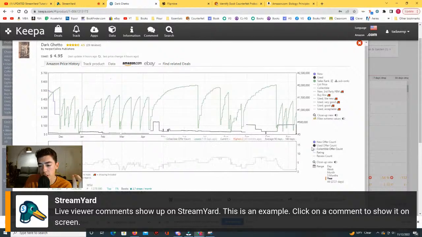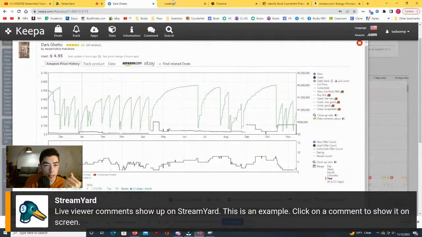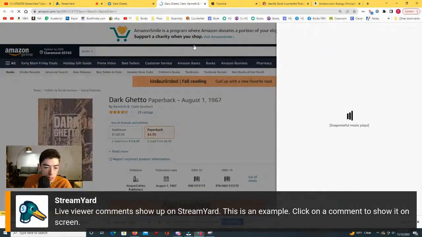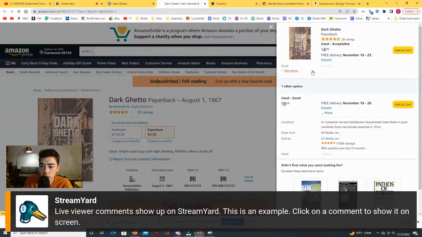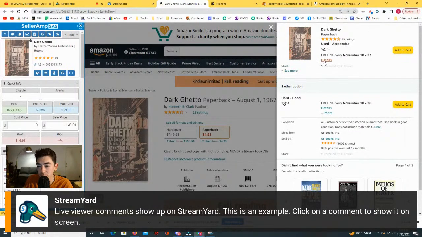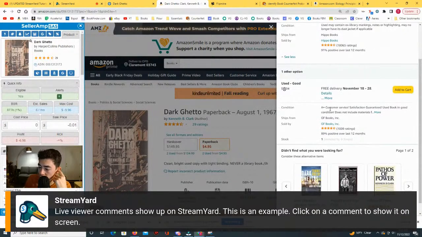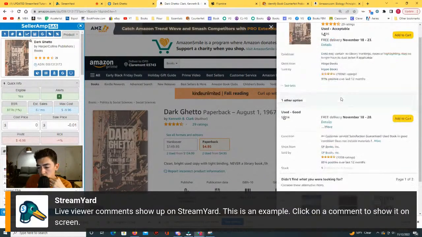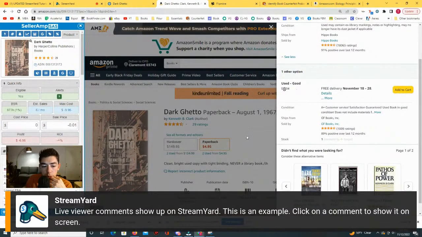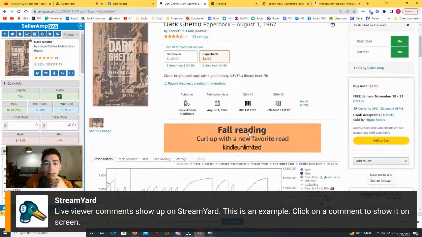So this is interesting because the price of this book is so low right now. Let's see. Looks like there's an acceptable at $4.95 with free shipping. Who's the seller of this? This is Hippo Books. Hippo is just trying to get rid of their books, but this is also a merchant. It's not. And then there's that one copy out there for $8.